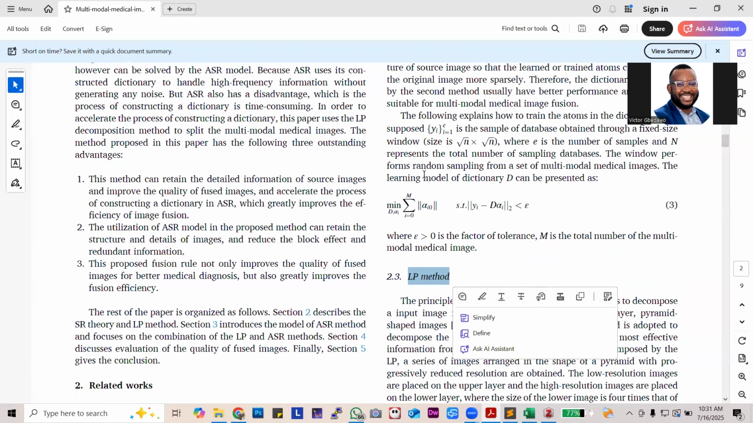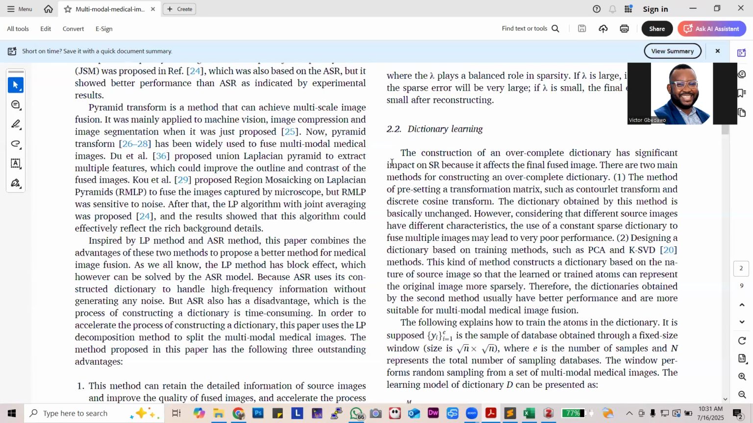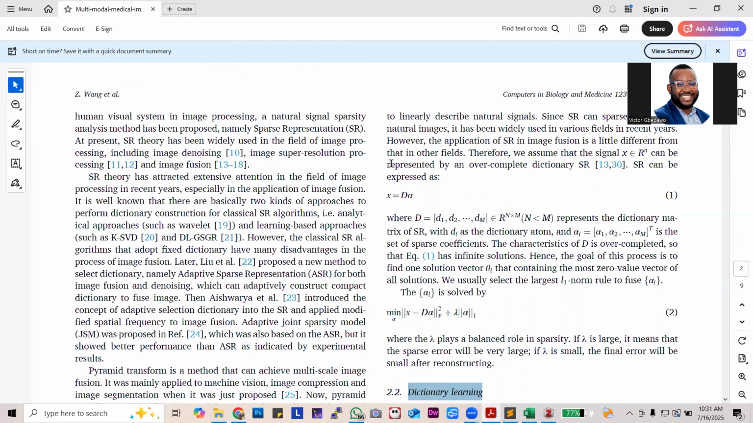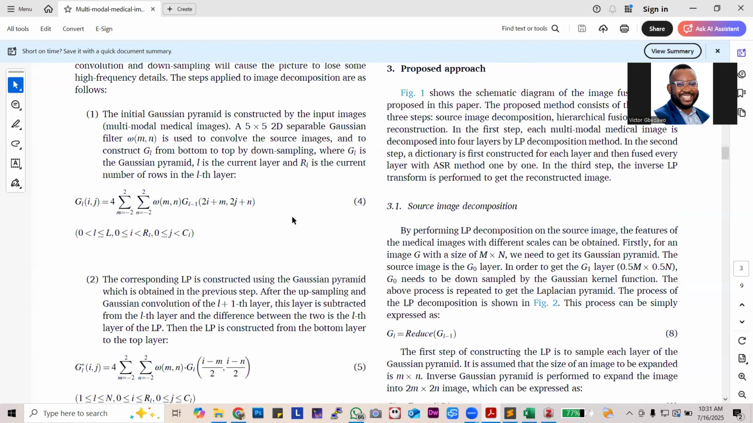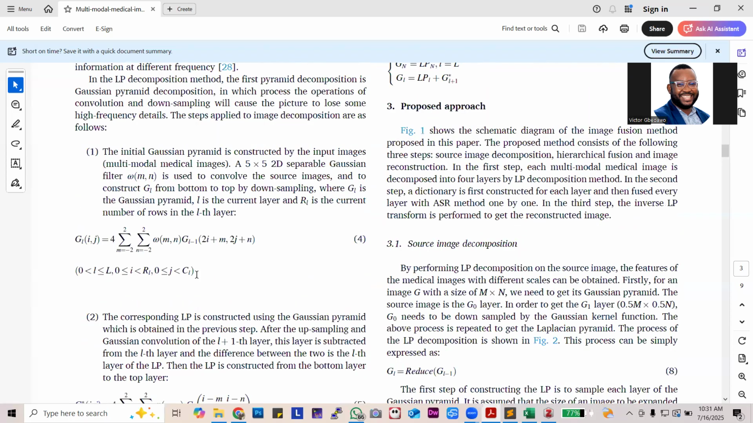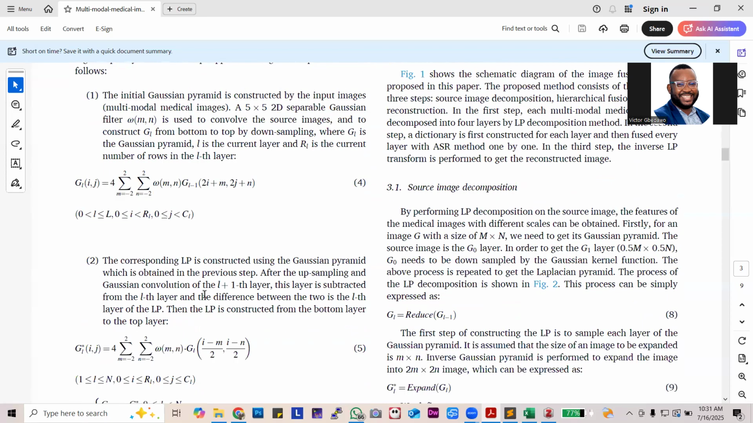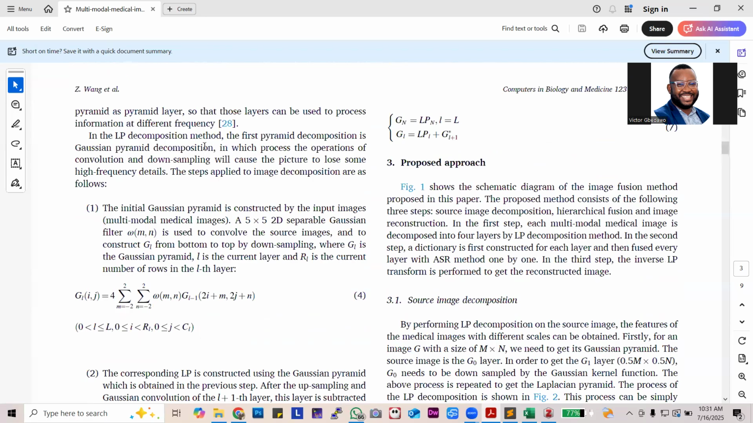And they must have also used another. So you have a dictionary learning. So these are the existing methods that they use. So all these equations you are seeing are coming from the existing methods. And that is why they are quoting them. You get it? So when we come to 3, that's the proposed approach.